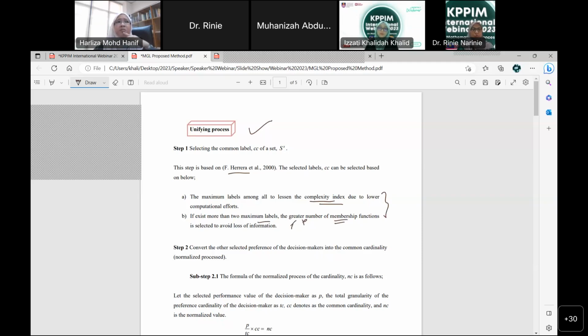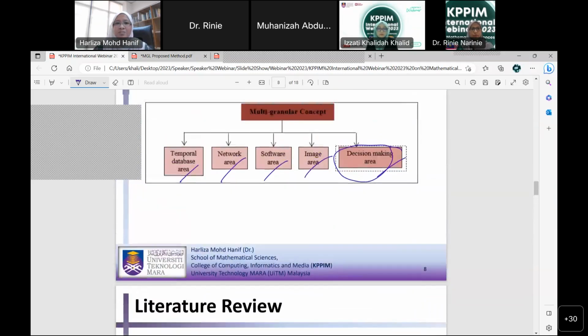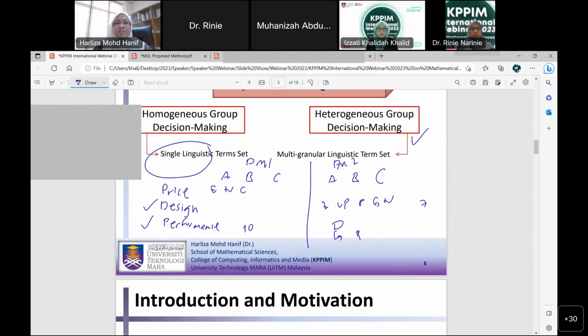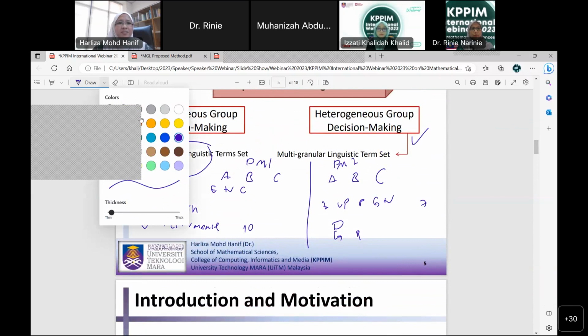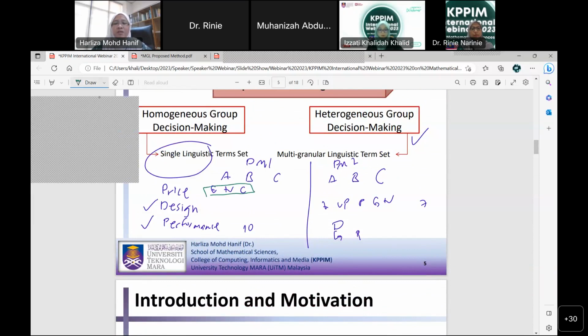Okay, for example, let's check back to our example just now, the choosing of a car. The first criterion, the linguistic term set that we choose is 3, right? So this is common, meaning that we agree on this. And then this one is 3, this one is 3, and then this 7, the design just now maybe 3 also, this one also 3, this one is 10, this one is 2.